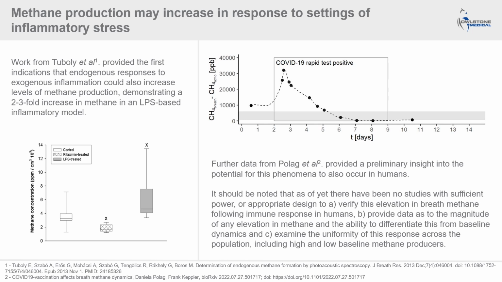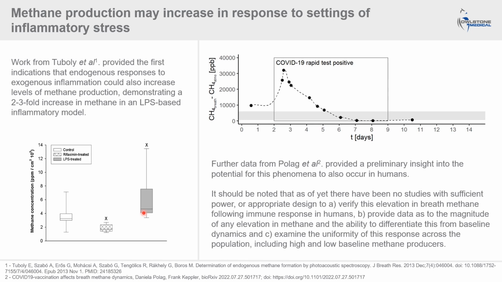Well, the first indications for this came in 2013 by Tuboly et al. They administered LPS to a mouse model, which is a mimic of sepsis or intense infection. And they demonstrated around a 2 to 3-fold increase in methane concentrations exuded from these mice after LPS treatment, i.e. that the high inflammation, high oxidative stress setting of infection had similar effects in increasing the production of methane by these animals. Studies are to date lacking in terms of large patient data cohorts to understand if this effect can be seen in humans as well.